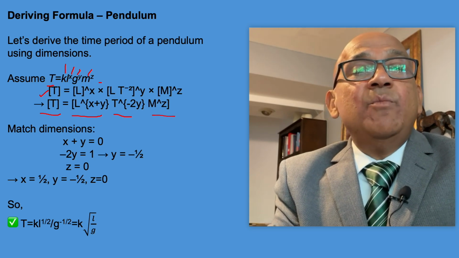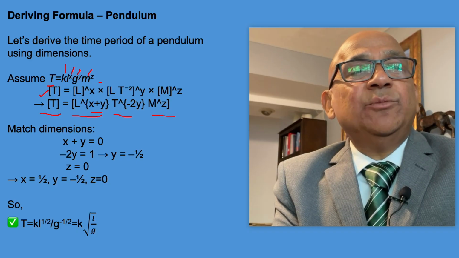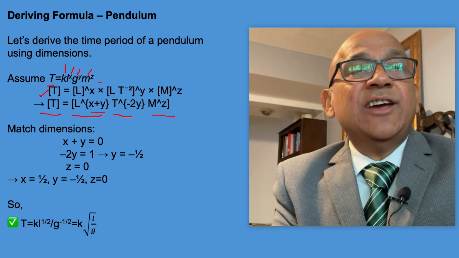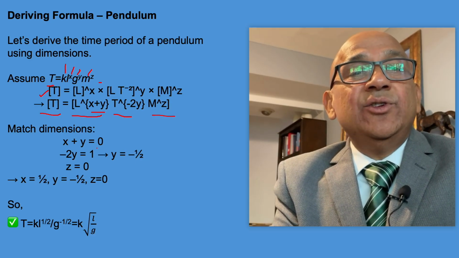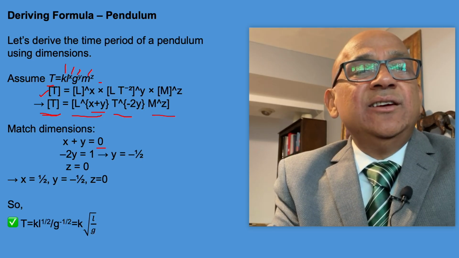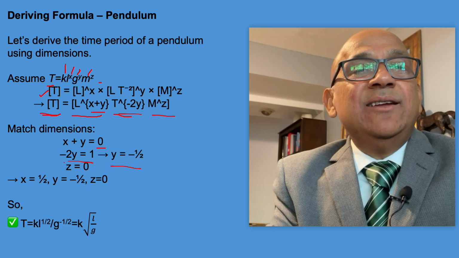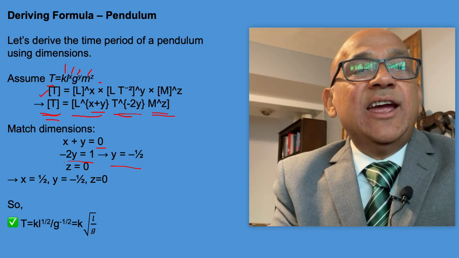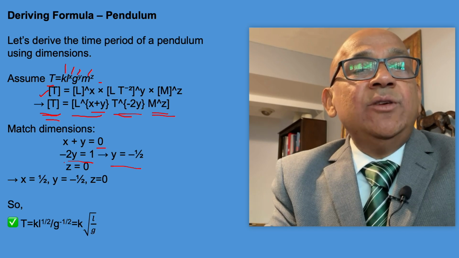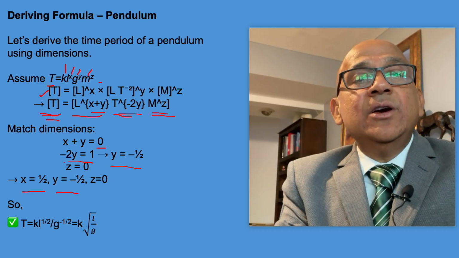Now match the dimensions on both the sides. Because length on the right hand side is x plus y, and on the left hand side you have 0, x plus y equals 0. Similarly, when you compare the dimensions of t, you get minus 2y equal to 1, which gives y equal to minus half. And then M to the power of z, and there is no M on the left hand side, so z equal to 0. So if you solve these simple equations, you get x equal to half, y equal to minus half, and z equal to 0.